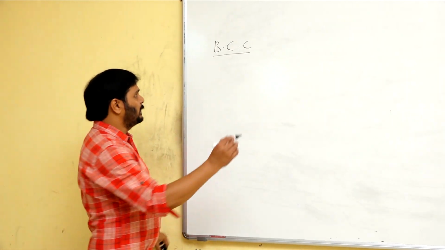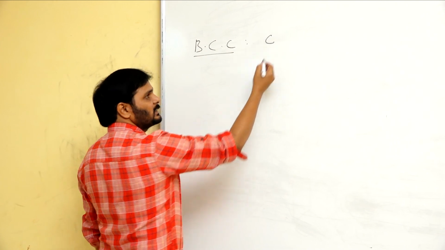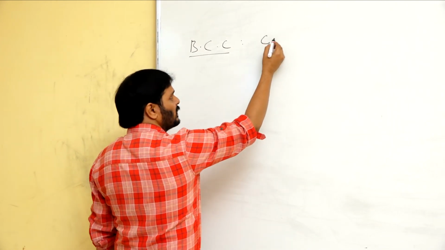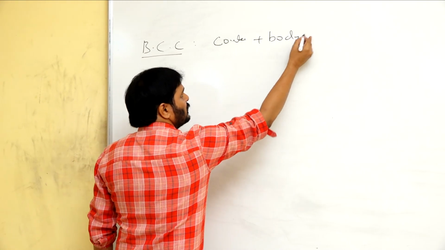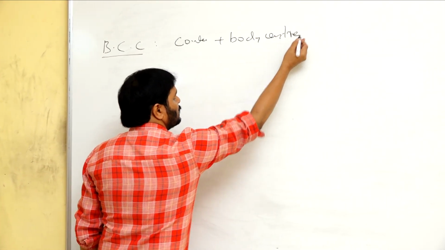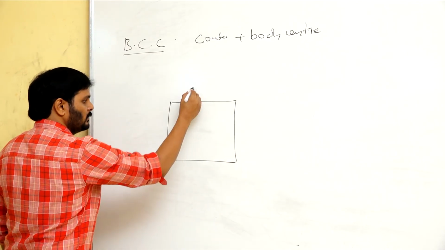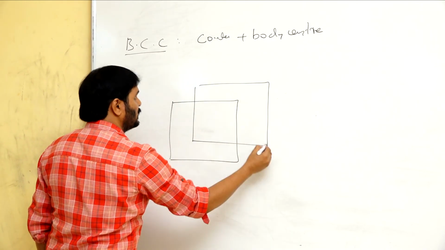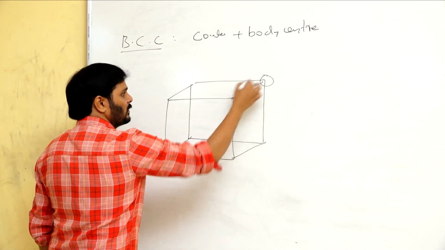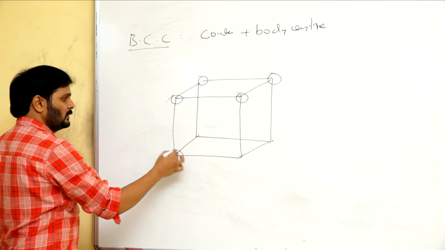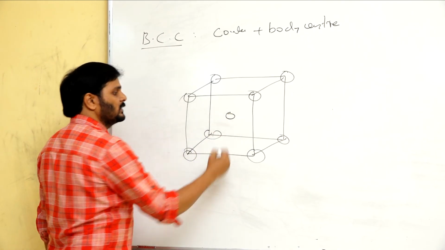Going for BCC structure, the body centered cubic lattice. It indicates the number of atoms: corner atoms plus body center. Now this is a BCC structure. We have 8 corners, and now one body center.